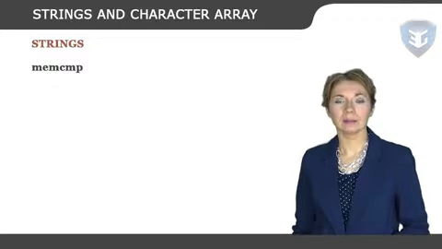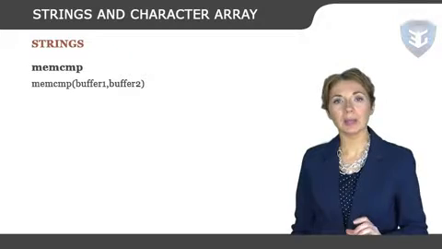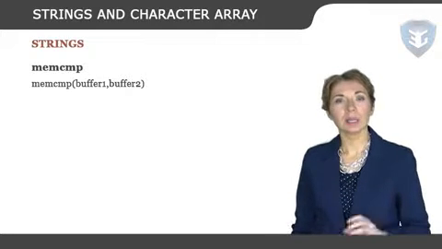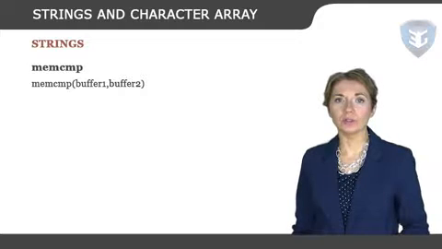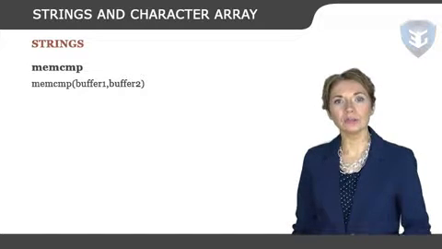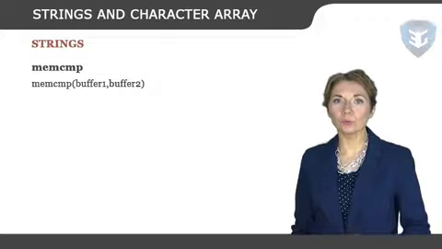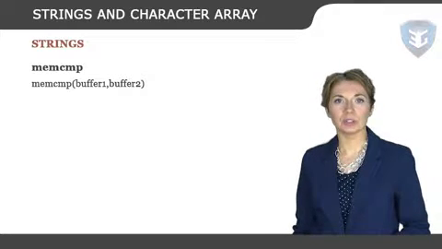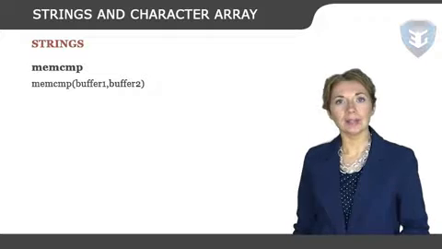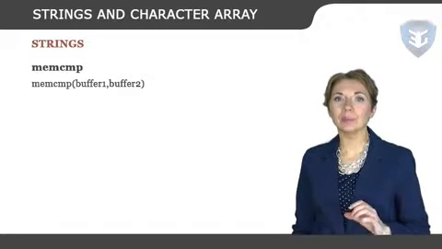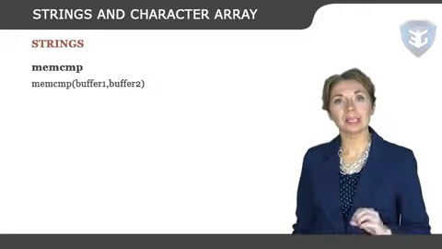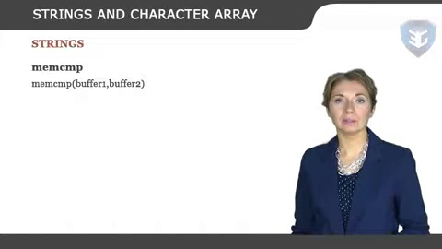Memory compare. This library function compares the first count characters of buffer 1 and buffer 2. The function is used as shown on the screen. The return values are: if buffer 1 is greater than buffer 2, a number greater than null is returned. If buffer 1 is less than buffer 2, a number less than null is returned. If buffer 1 and buffer 2 are equal, a null is returned.